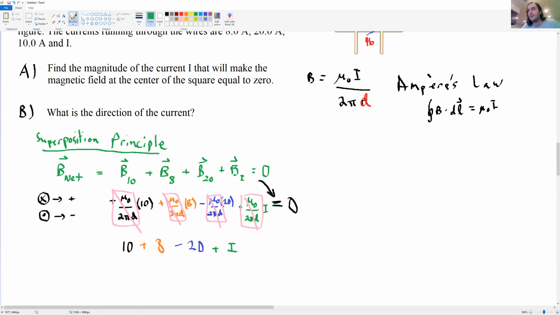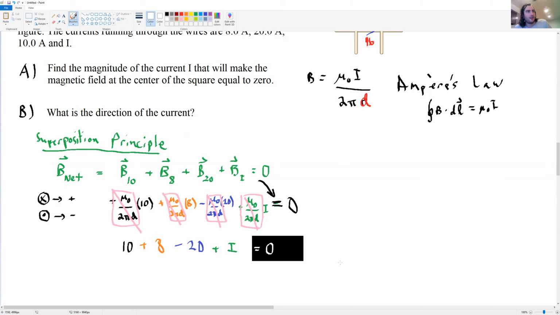Plus I, and then that's got to be equal to 0. Here we can have a little bit more fun. So we'll make this black, and then we'll write it in white. How about that? So equals 0.